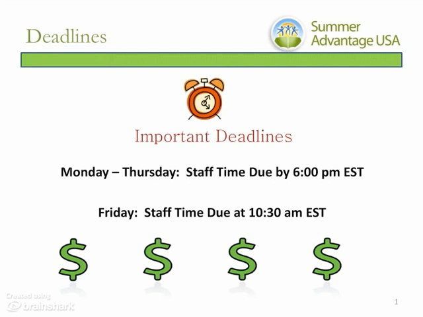Note, just as you should enter scholar attendance information each day, you should also enter staff attendance information each day. Staff attendance should be entered by no later than 6 o'clock p.m. Eastern Standard Time, Monday through Thursday. And, because we process payroll on Fridays, staff attendance is due earlier and should be entered by no later than 10:30 a.m. Eastern Standard Time.